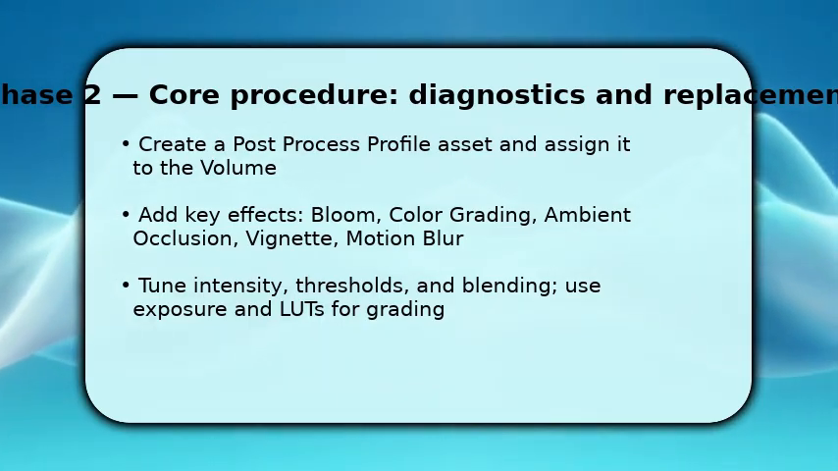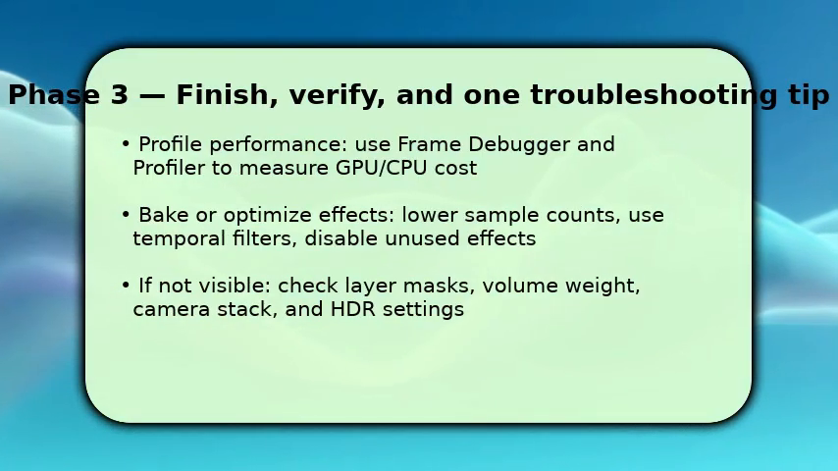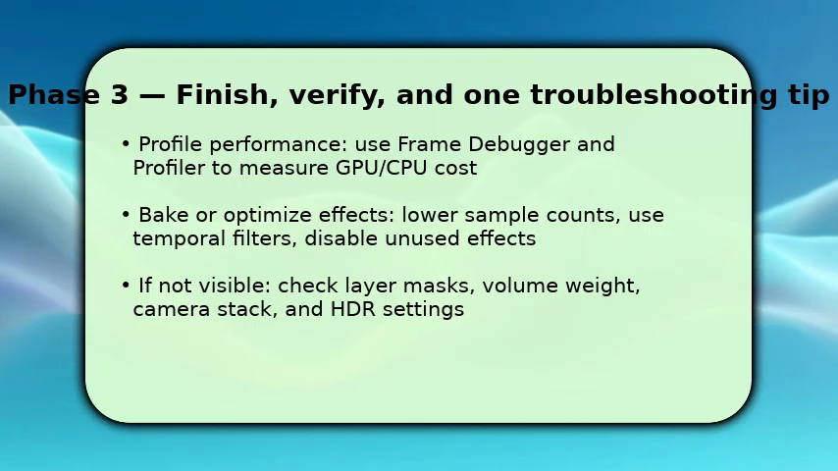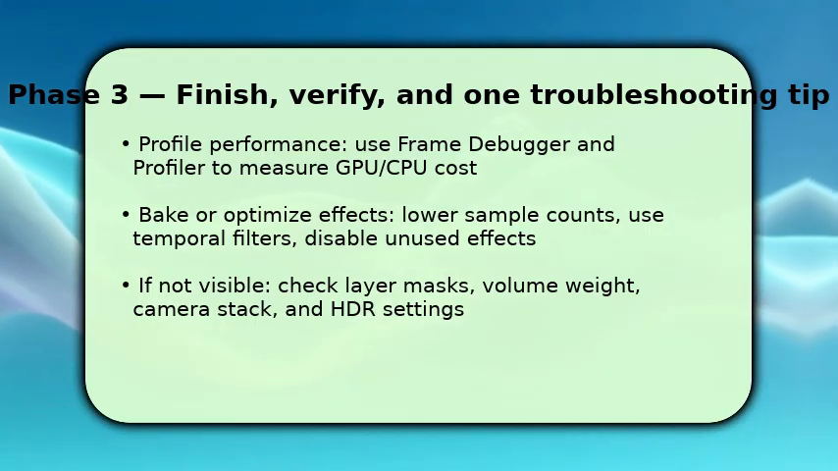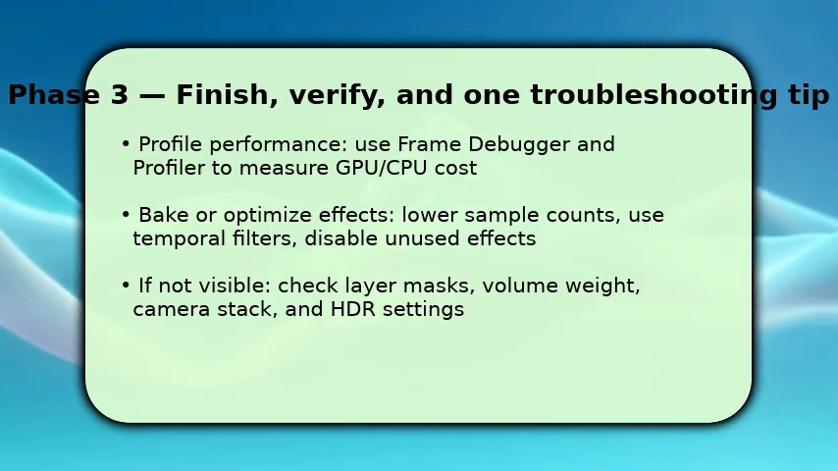You finish by profiling and optimizing. Run the Unity Profiler and Frame Debugger to see cost per effect. Reduce samples or resolution for expensive passes like ambient occlusion and SSAO. Use temporal anti-aliasing and half-resolution buffers when possible for speed.